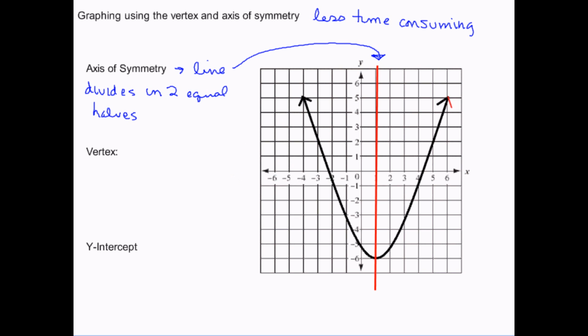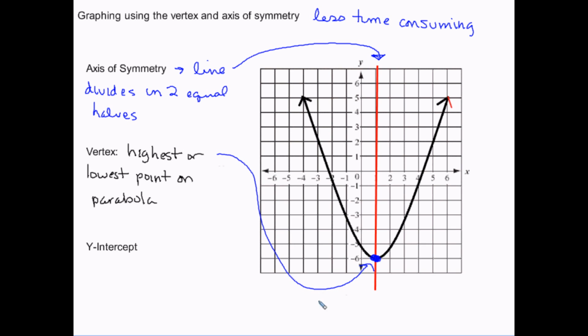Okay, my vertex is the highest or lowest point on the parabola. It's my lowest point if the parabola opens upward, and it's the highest point if the parabola opens downward. So in this instance, my vertex is this point right here. That's the lowest point. There's my vertex.